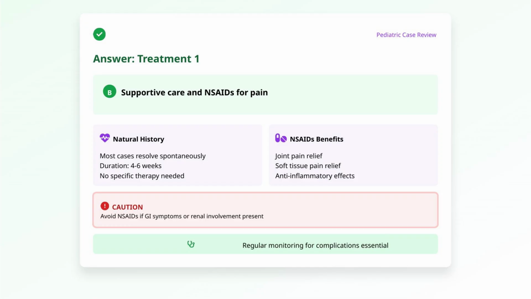Uncomplicated Henoch Schönlein Purpura with mild symptoms is best managed with supportive care and nonsteroidal anti-inflammatory drugs for pain relief. Most cases resolve spontaneously within 4 to 6 weeks. However, NSAIDs should be avoided if gastrointestinal symptoms or renal involvement are present. Regular monitoring for complications is essential.